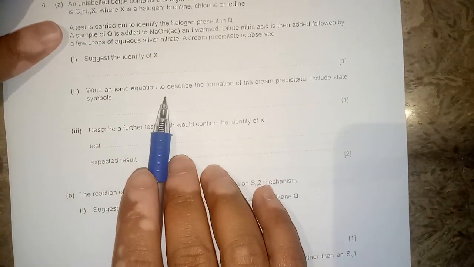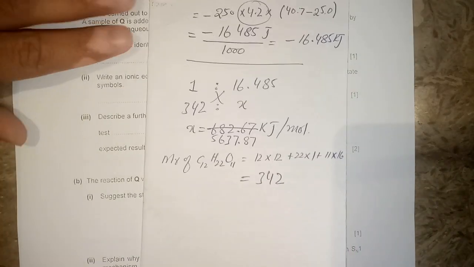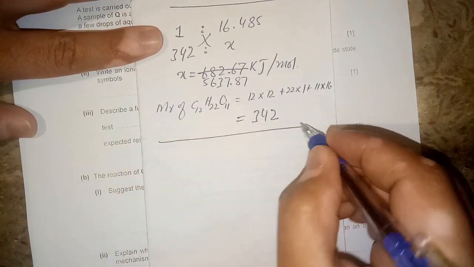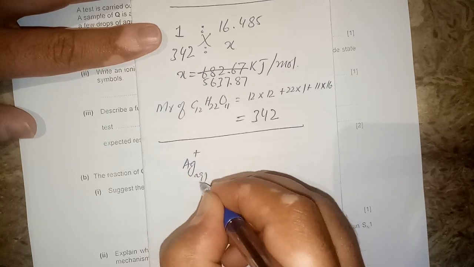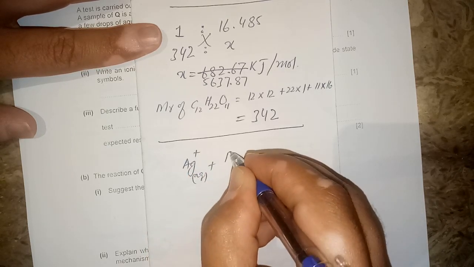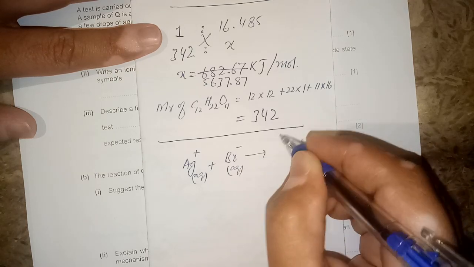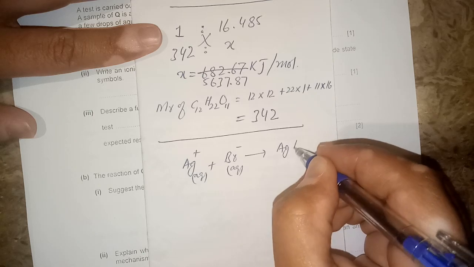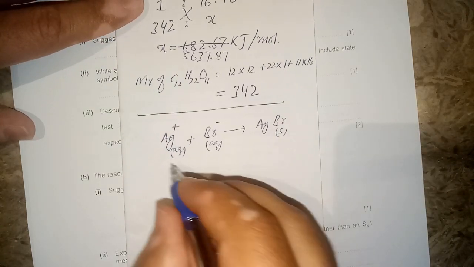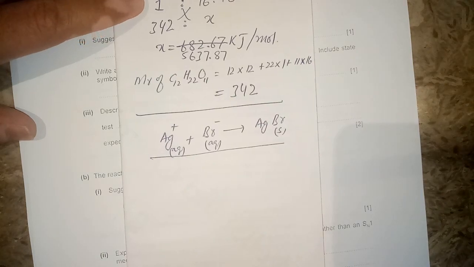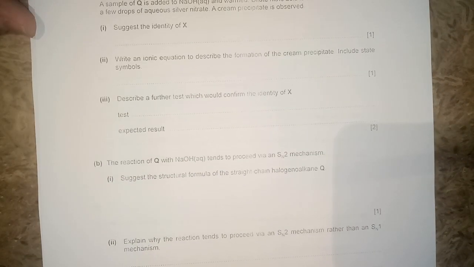Write an ionic equation to describe the formation of the cream precipitate. For this one, we have to write the ionic equation containing the silver ion in aqueous form and the bromide ion in aqueous form too. When these two combine, they produce AgBr solid. So this is the ionic equation for the formation of the cream colored precipitate.